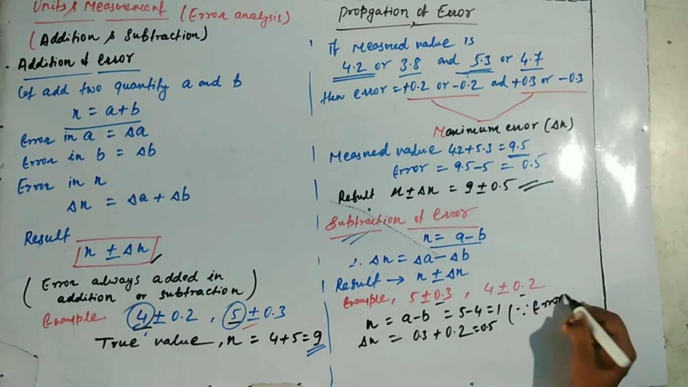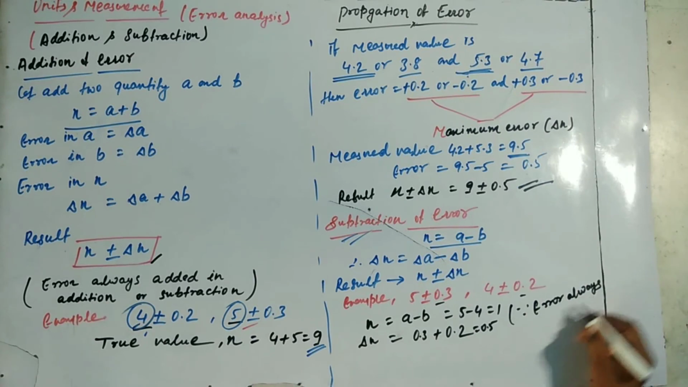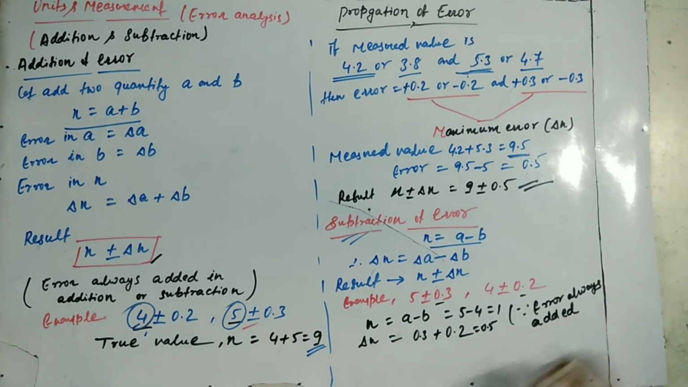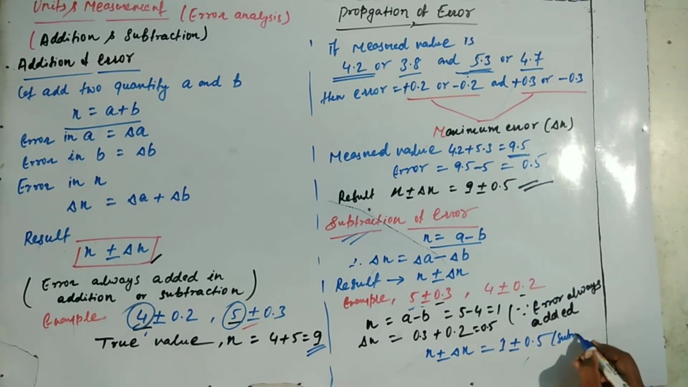Why do we not subtract the error? Because error is always added in addition or subtraction. That is why we have to add this error. So del X equals 0.3 plus 0.2 equals 0.5. Then the result will be X plus minus del X equals 1 plus minus 0.5. It is the value of subtraction of error.